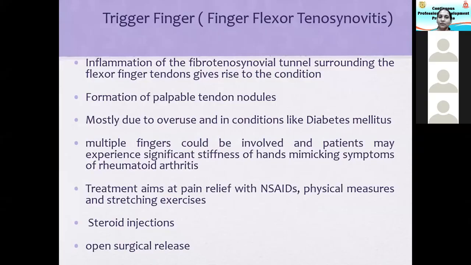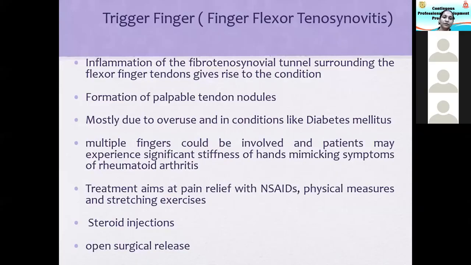That is because there's formation of palpable nodules. Mostly this is due to overuse, and it can also occur in conditions like diabetes mellitus. Sometimes not a single finger, multiple fingers can be involved, and the patient might have significant stiffness of the joints, mimicking symptoms of rheumatoid arthritis.